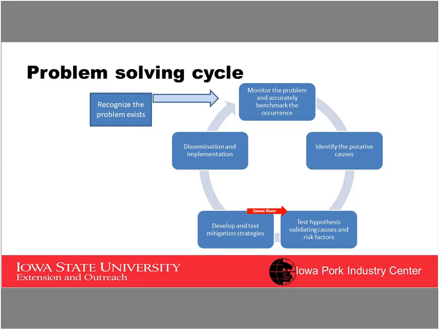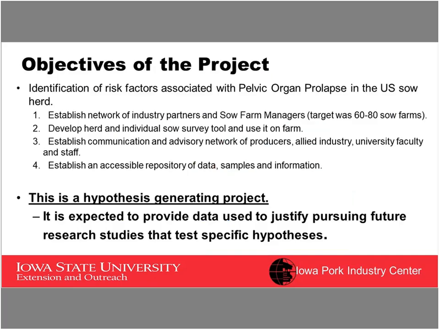Subsequent to that, and hopefully in the coming projects, will be the development and testing of effective mitigation strategies, and then the dissemination and implementation of those strategies throughout the industry. So that's our working model on dealing with the issue from a bird's eye view. This specific project had four main objectives, and as you can see at the bottom here, this was a hypothesis generating project. So we wanted to collect enough information, data and analysis to help guide hypotheses that we can test regarding the causation of pelvic organ prolapse in sow farms.